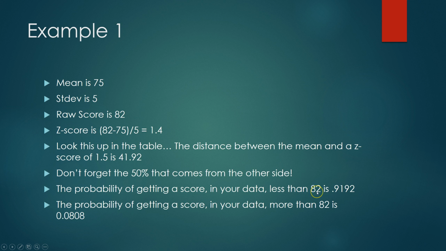So 82 is a relatively high score with 91.92% of my scores lower than 82. But on the other side, the probability of getting a score in my data more than 82 is pretty low. It's about 8%. So about 8% of the scores are higher than 82, and about 91% of the scores are lower than 82. Let's take a quick look at that table, if I can find it.